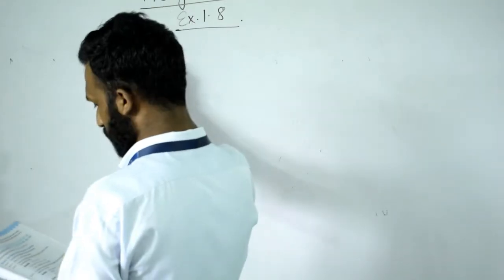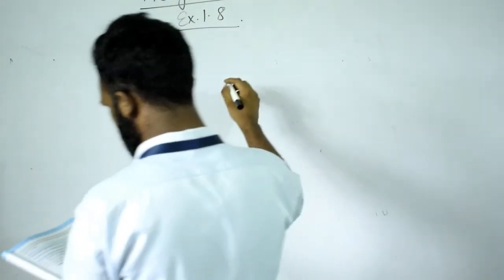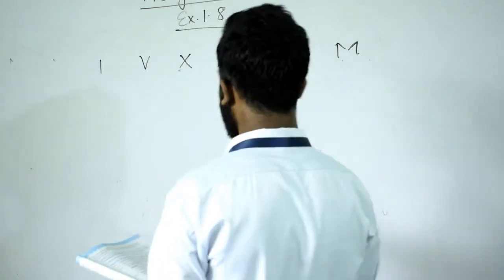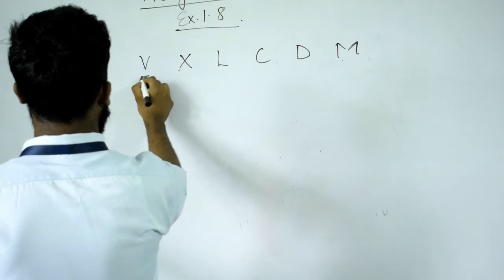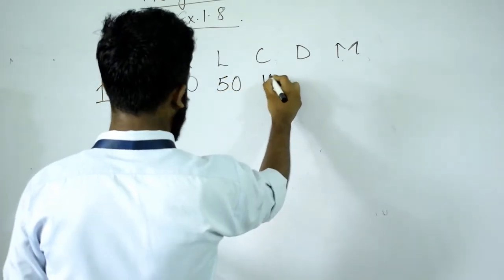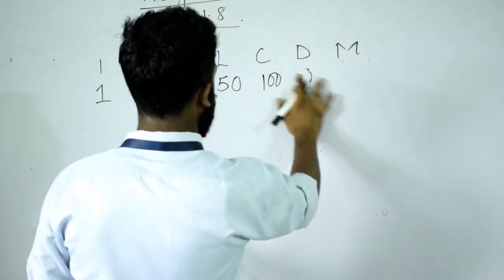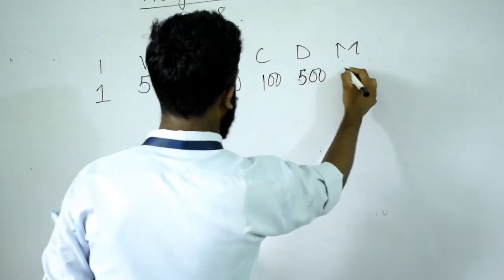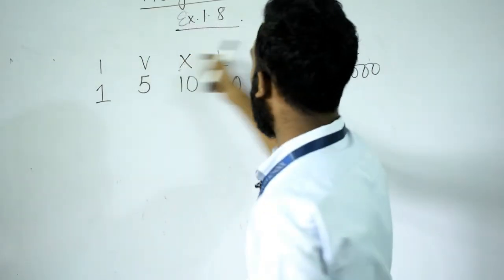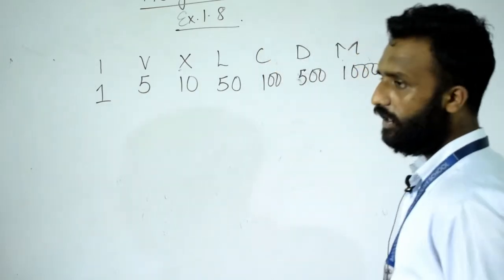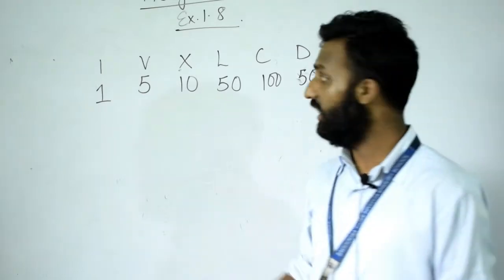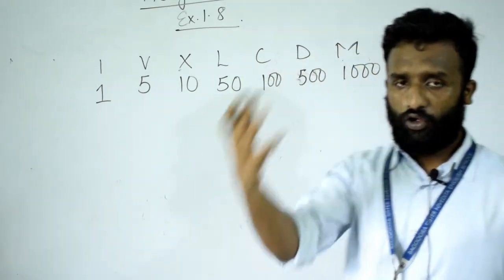So they are the alphabet letters I, V, X, L, C, D, M. Okay, so this is 1, 5, 10, 50, 100, 500, and this one is 1000. So these are the Roman numerals and these are our Hindu-Arabic numerals. With these we can write the Roman numerals.